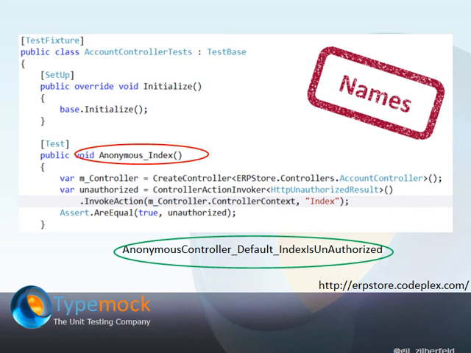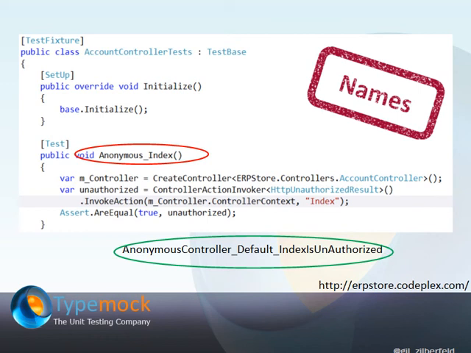We see here that the test name is anonymous index. Let's say you haven't seen this code before, and someone told you the test is breaking, go fix it. So what do we know? We don't know what we're actually testing. We can see from the class name, we're probably thinking about testing an account controller, which is something that is nice to test in MVCs.